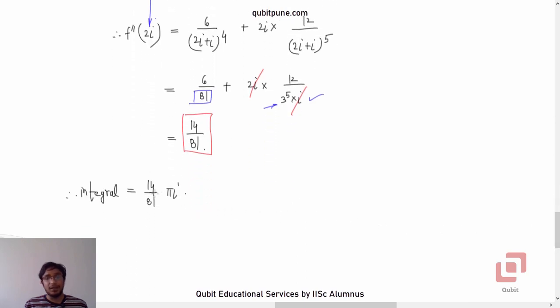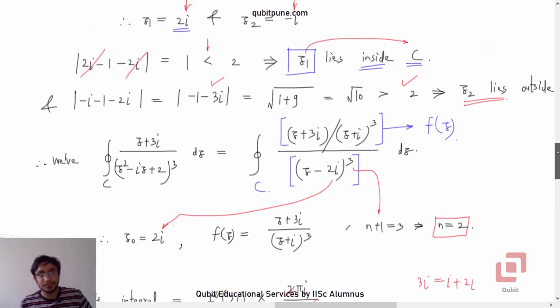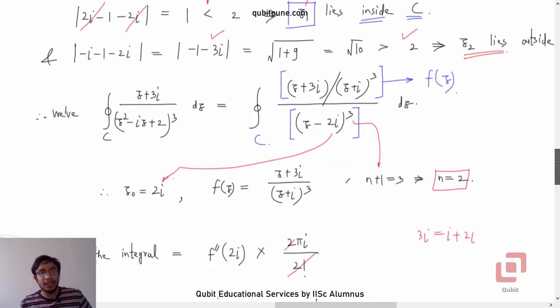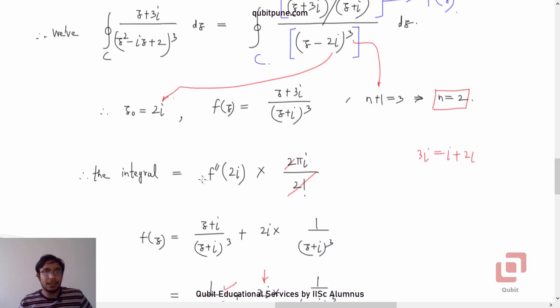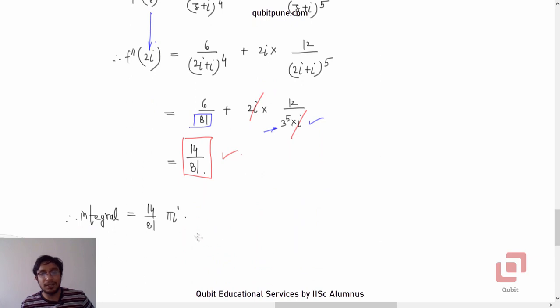So the integral's value is, well, sorry, sometimes what happens is in the excitement of calculating the second derivative value, we just write this itself to be the value of the integral. But please don't do that. This is the second derivative's value, and in the formula it is the first term here, and we have to multiply it by pi i. So the integral's value is 14 upon 81 into pi i.